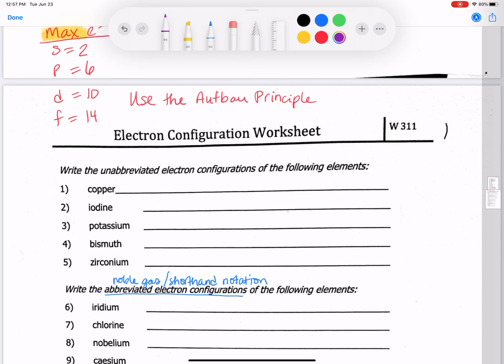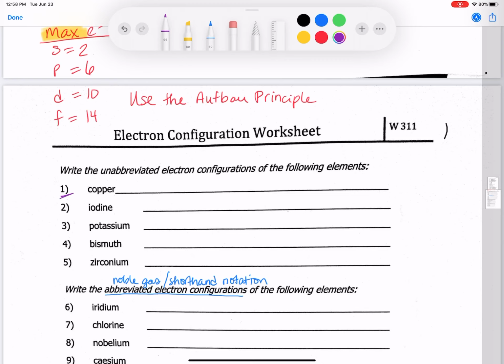You don't need to memorize it. That's something that's going to be provided for you. So you're going to fill in the electrons starting with the lowest energy level, which is always 1s, and you're going to ultimately fill it up to the maximum number of orbitals that you need to find a home for all of the electrons. So let's start with copper.